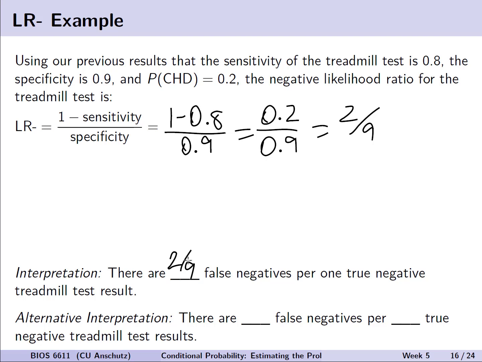In the alternative interpretation, we will instead work to put them on a more whole number scale, where we say there are 2 false negatives per 9 true negative treadmill test results. So in other words, we can see here that we do have a slightly higher, or maybe worse, negative likelihood ratio relative to the positive likelihood ratio. But when you put it in terms of whole numbers, we can see that for every 9 true negatives, we can then expect there to potentially be 2 false negatives.